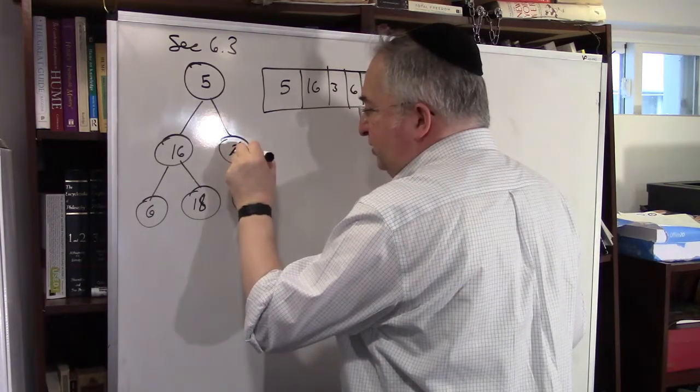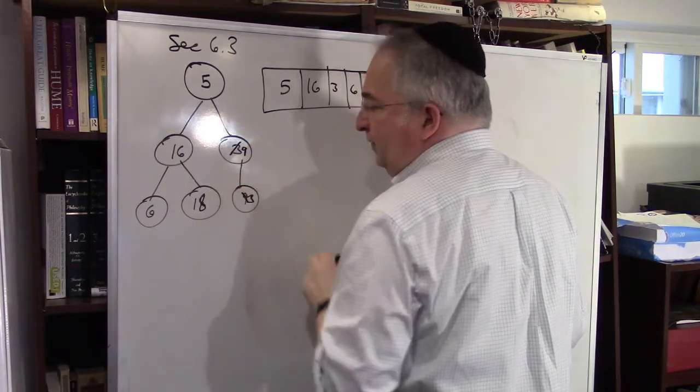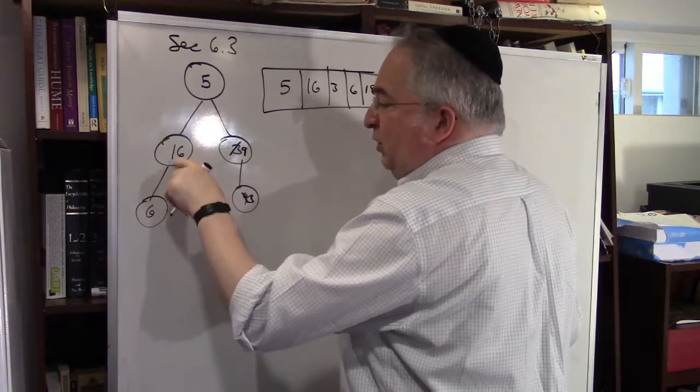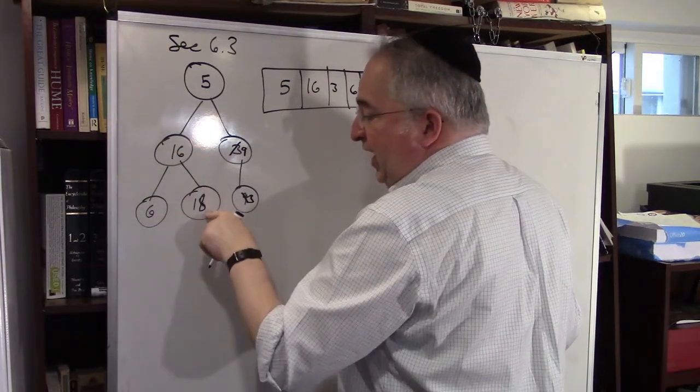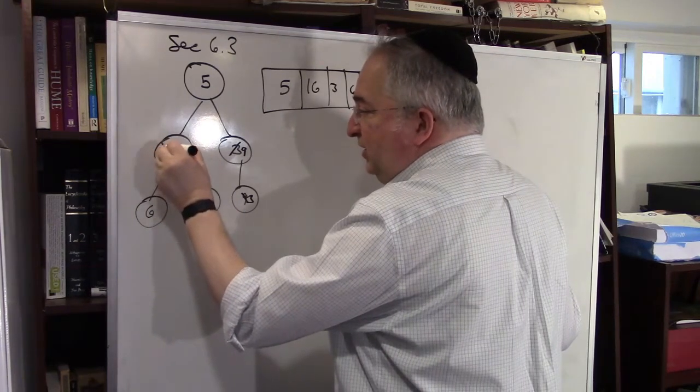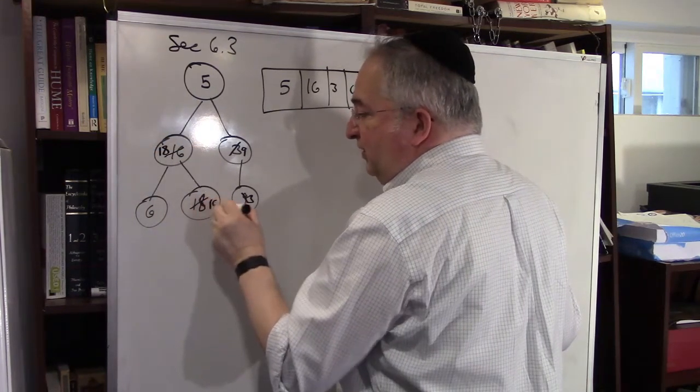I'm going to make this a 9 and this a 3. Okay, then I'm going to go back here. 16, 6, what's larger? 16. 16 and 18, what's larger? 18. So I'm going to make this an 18, and I'm going to make this a 16.